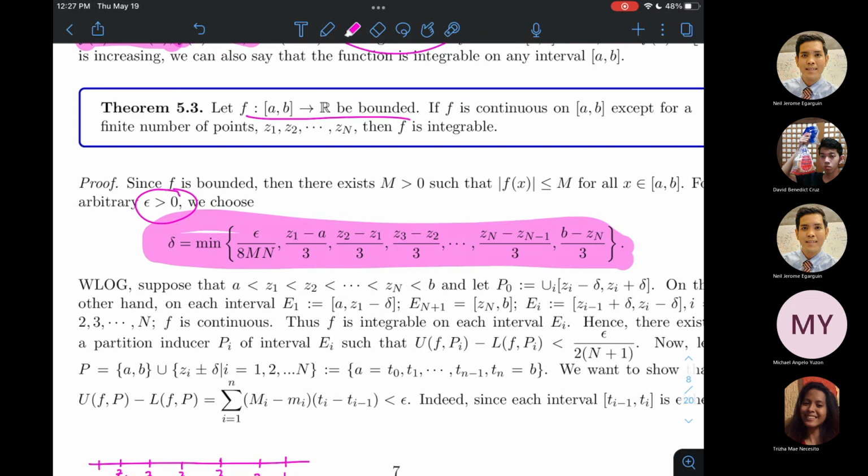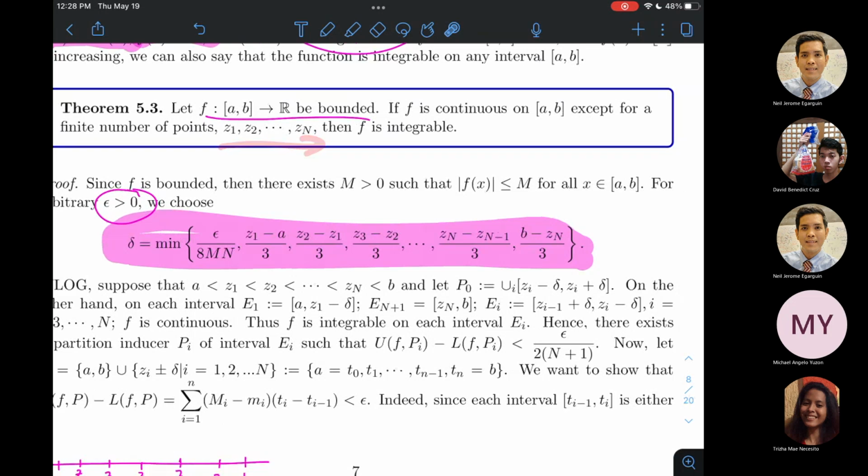Makikita natin mamaya. And titingnan niyo mas maliit kasi sa (c sub 1 minus a) over 3, (c sub 2 minus c sub 1) over 3, and so on. So by the way, dito in-assume nga pala natin na yung c sub i ay written in increasing order. Okay? So, kaya nandyan yan. Kaya positive lahat ng nandito sa loob ng pinagmi-minimum natin. Okay? Tapos si f ay bounded, so yung upper bound para sa magnitude ng function value ni f, siya yung tatawagin nating capital M. Tapos si capital N naman, siya yung number ng points of discontinuity.